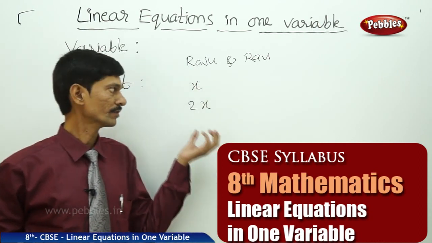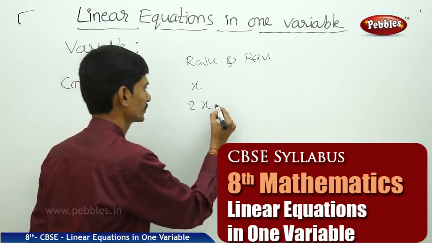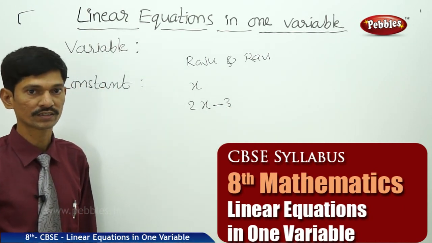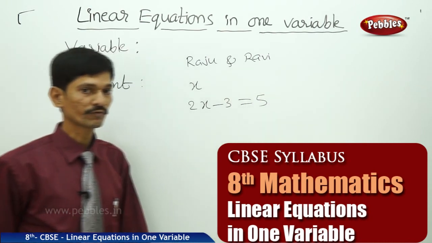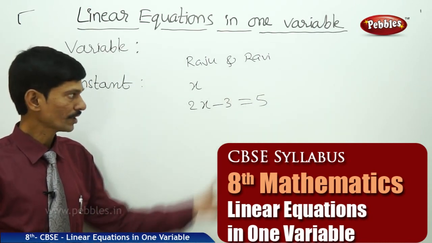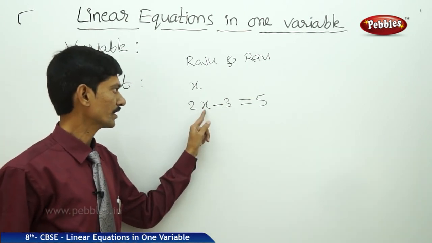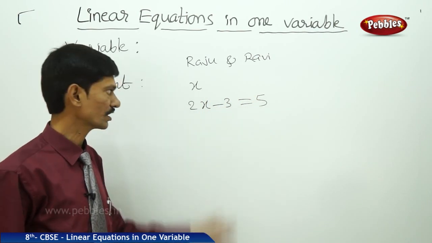And 3 is taken away from 2x, means 3 is subtracted from 2x. So 2x minus 3. Then Raju gets 5 as the result. This equals 5. Now you have to find out the x value. If you observe this equation, here we can see x, minus 3, 5 and 2. So what are these called?